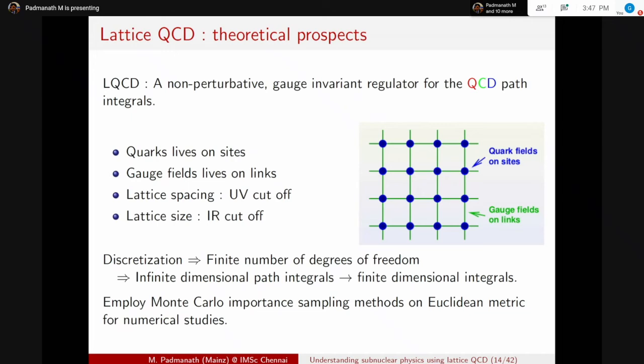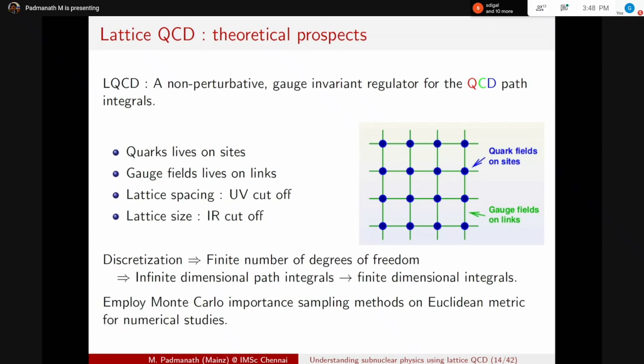Remember the path integral, you can correlate it to a statistical system. Once you have a discrete space-time, you have a finite number of degrees of freedom. Your infinite dimensional path integral basically becomes a finite dimensional integral. And if you stick within a Euclidean metric, then you can use Monte Carlo simulations. With this approach, you can study these systems very effectively. This is what lattice QCD is all about.